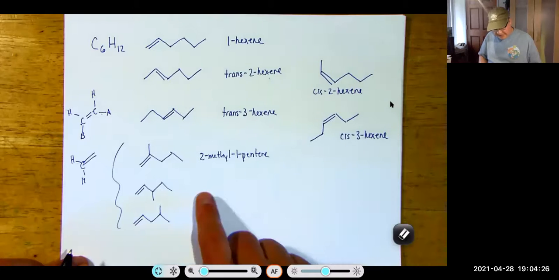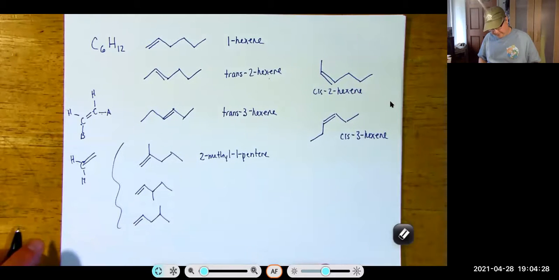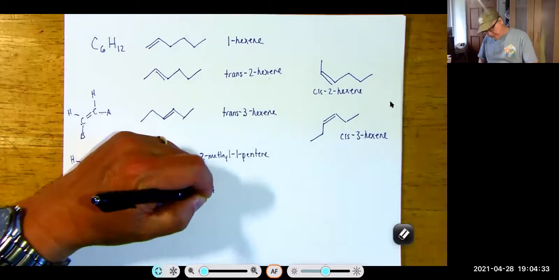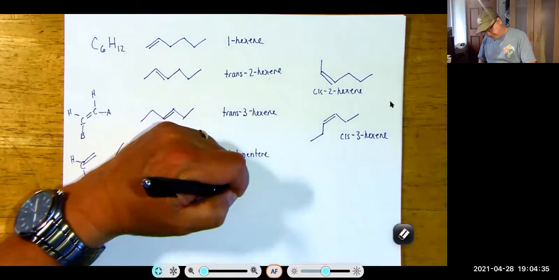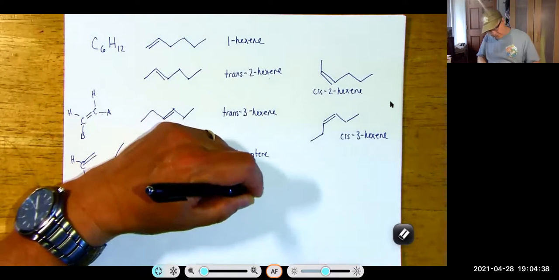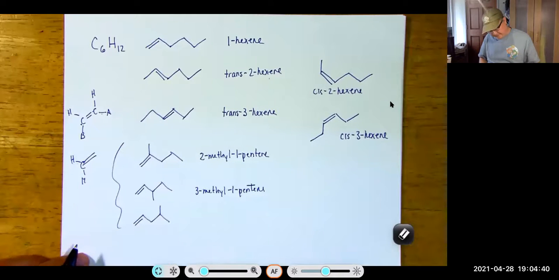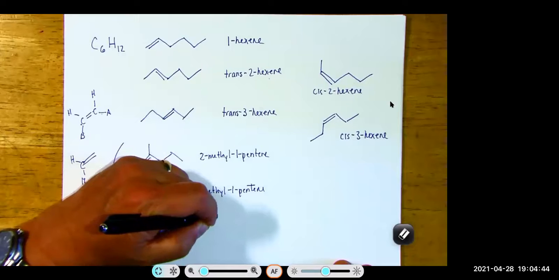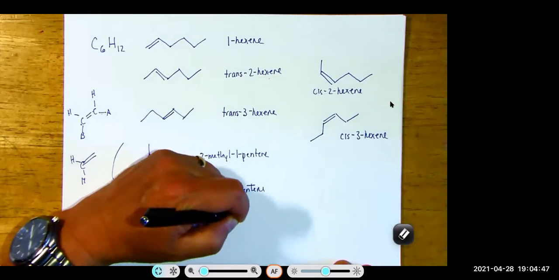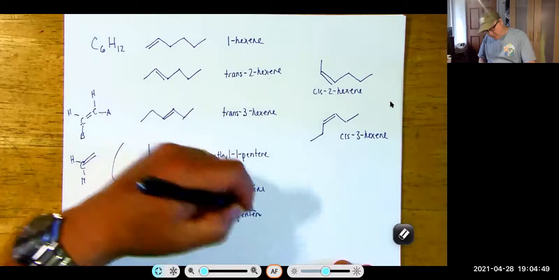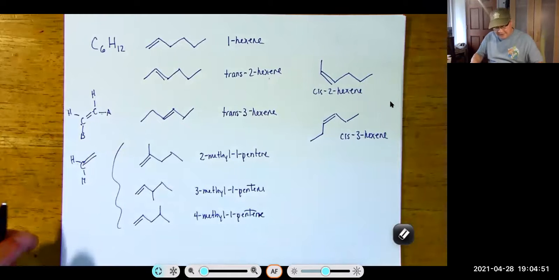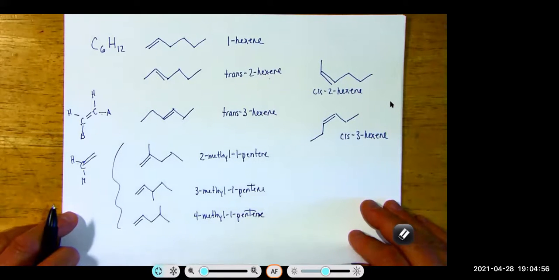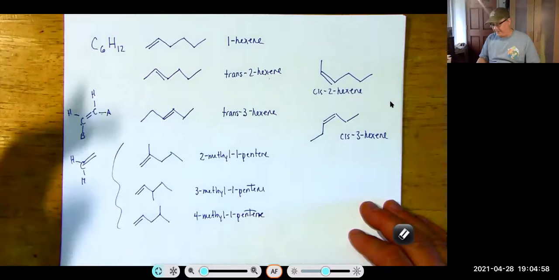Okay, so what's the name of this guy? 3-methyl-1-pentene. That's right. What's the name of this guy? 4-methyl-1-pentene. Right. And guess what? Now what do we have to do? We have to look at the 2-pentenes, don't we? Oh my goodness, this is going to be a rough one.